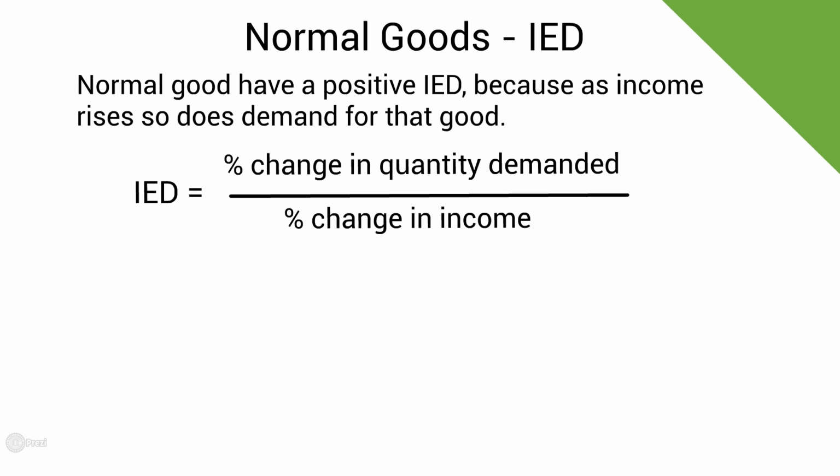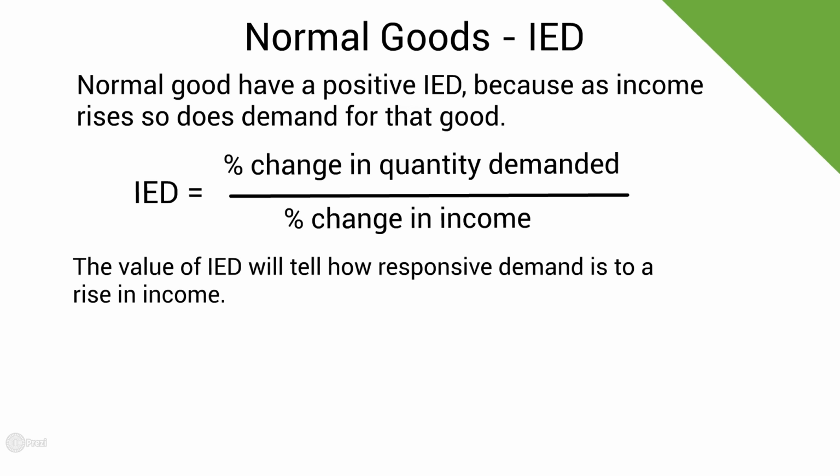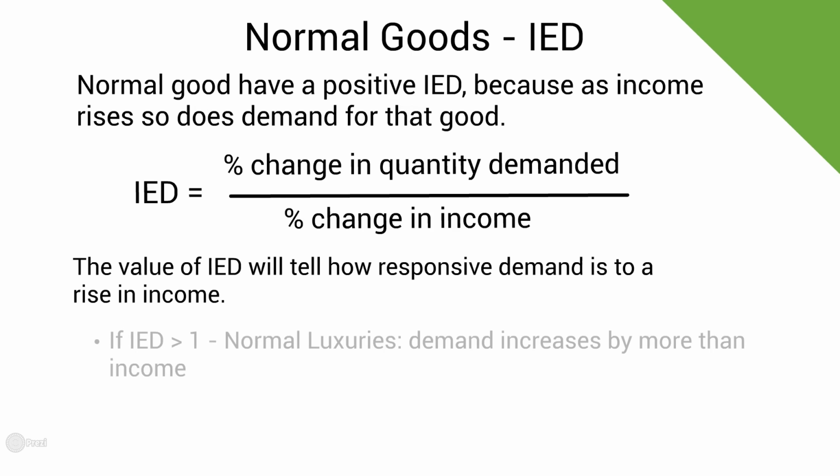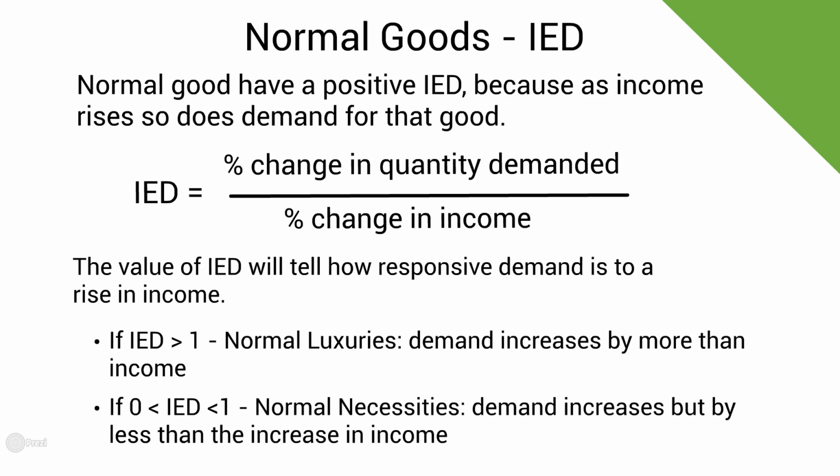The value of income elasticity of demand will tell us how responsive demand is to a rise in income. If the value of income elasticity of demand is greater than 1, it means that demand increases by more than income. These types of goods are known as normal luxuries. A value of income elasticity of demand between 0 and 1 means that demand increases, but by less than the increase in income. These goods are known as normal necessities.